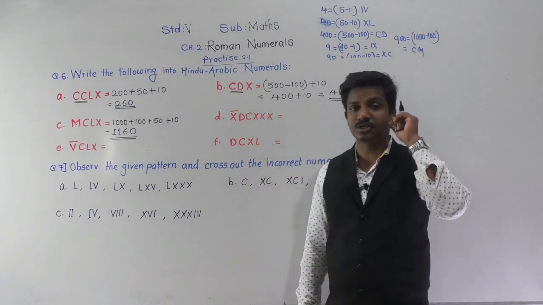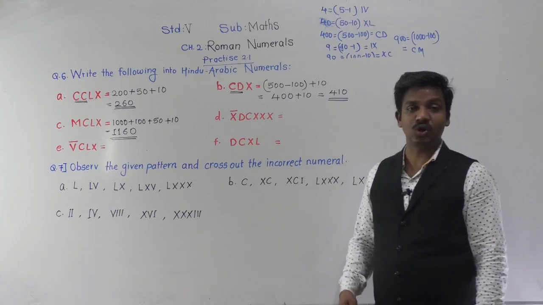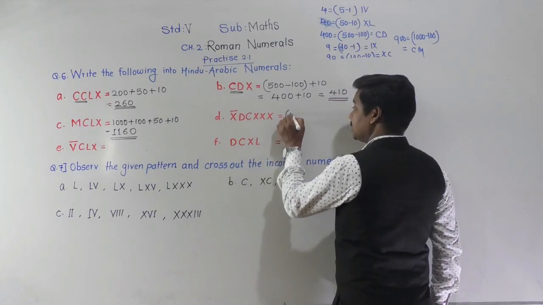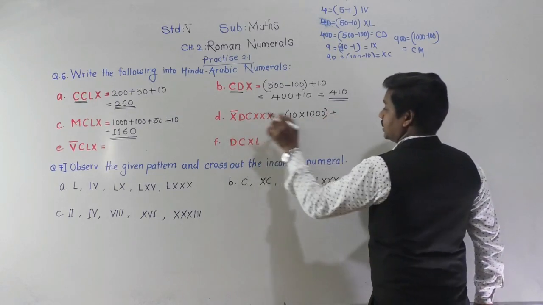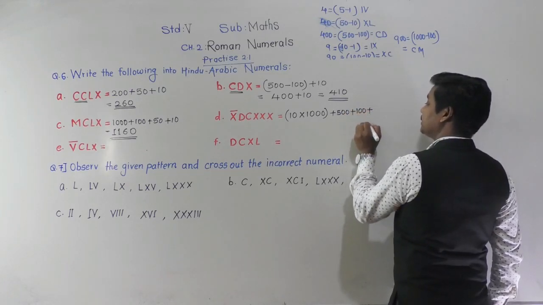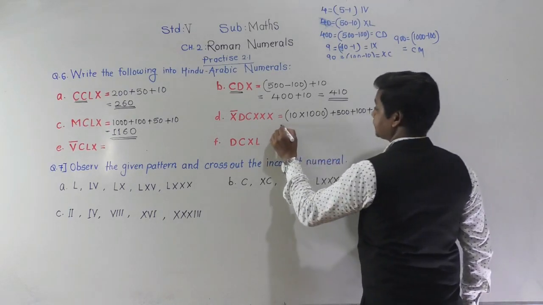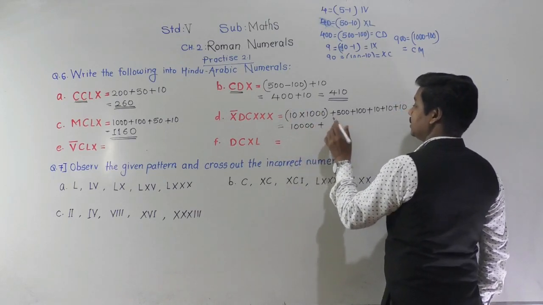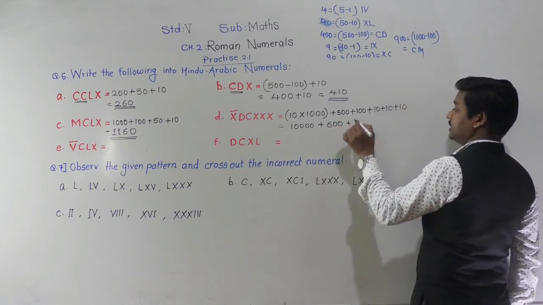But here there is one more. Remember the rule of bar. Bar over any symbol means multiply by 1000. So the value of X bar, where X is 10, we will multiply by 1000, plus D means 500, plus C means 100, plus X, X, X means 10 plus 10 plus 10. That is 1000 tens are 10,000. 500 plus 100, 600, plus 10 plus 10 plus 10, 30.